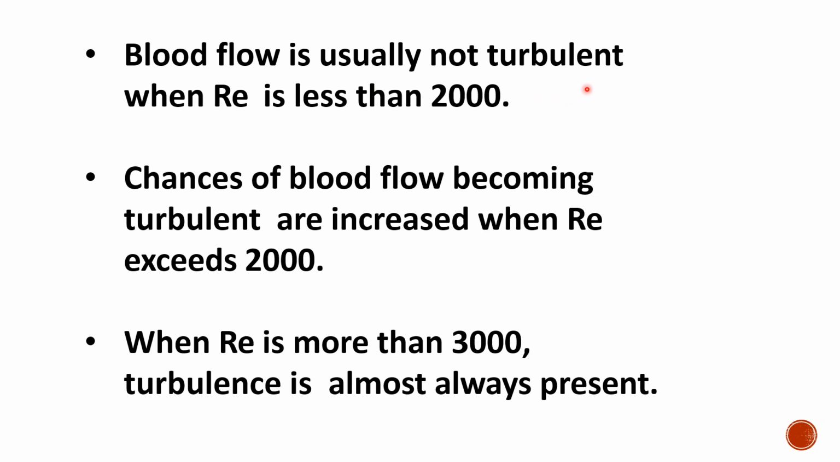It is usually not turbulent when the Reynolds number is less than 2000, and the chances of blood flow becoming turbulent are increased when the Reynolds number exceeds 2000, and when it is more than 3000, turbulence is almost always present. So this value 2000 is important. If it is less than 2000, there is no turbulence, and chances are there when the value exceeds 2000, and if it is more than 3000, it is definitely present. So the Reynolds number is directly proportional to the density, diameter of the vessel and velocity of blood flow, and inversely related to the viscosity of blood.